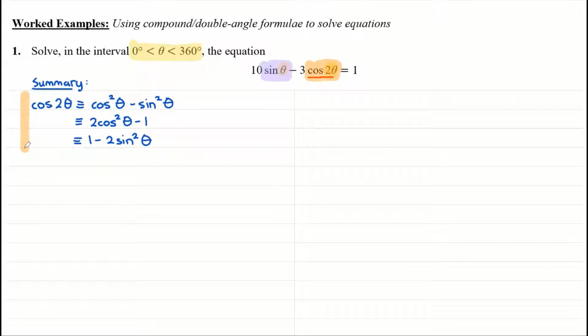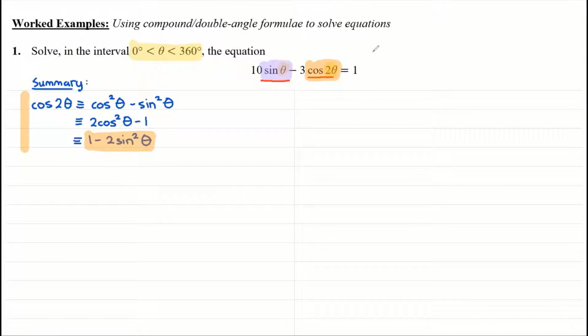Well, now you've had a think about it, it's probably going to be strikingly obvious that we're going to use the bottom one. And what is the reason? Well, if we use the bottom one, we'll have everything in terms of sine theta, as hinted at with a little nudge and a little wink by that term there. The sine theta is telling us, get everything in terms of me. So let's write out our equation.